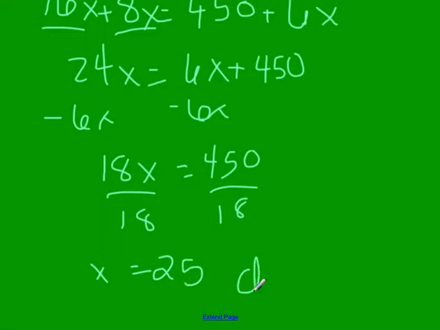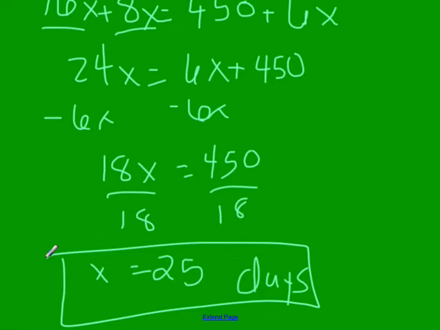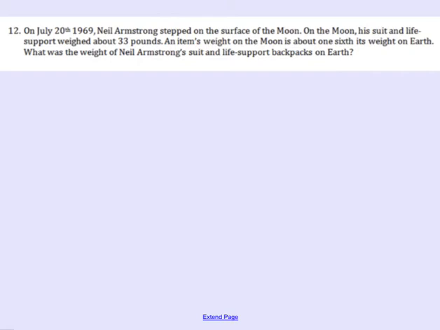And then x is representative of days. Whenever we have a word problem, we need to label it. So if I go to the gym 25 days, it costs the same to have a membership versus paying daily. If I go 26 days, I definitely want to invest in a membership. So let's take a look at number 12.